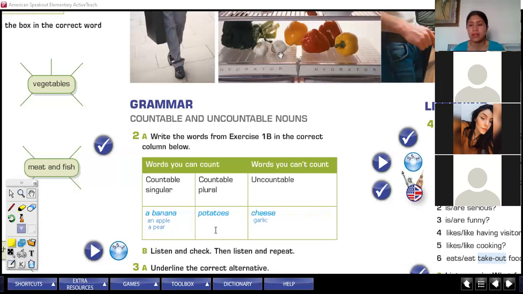where would you place salmon? Where you can count. Where, Adilene, I couldn't hear you. No te puedo escuchar. Where you can count? Salmon. Salmon va aquí en uncountable.